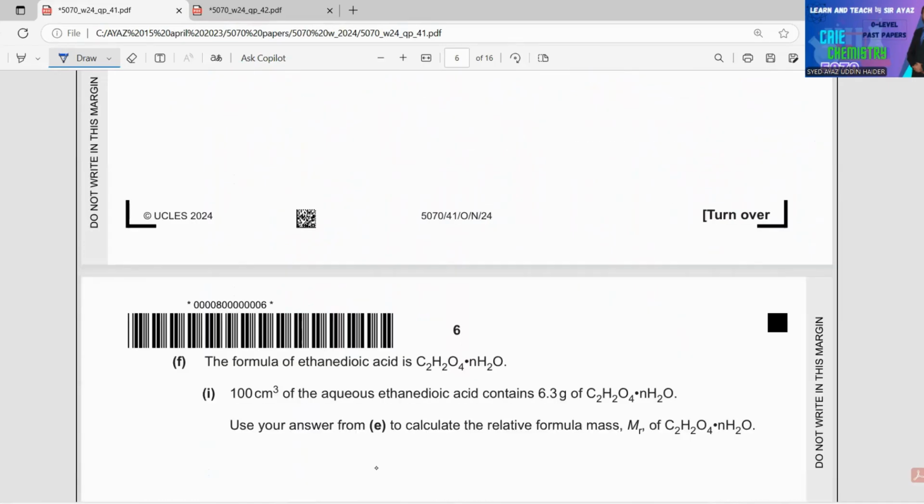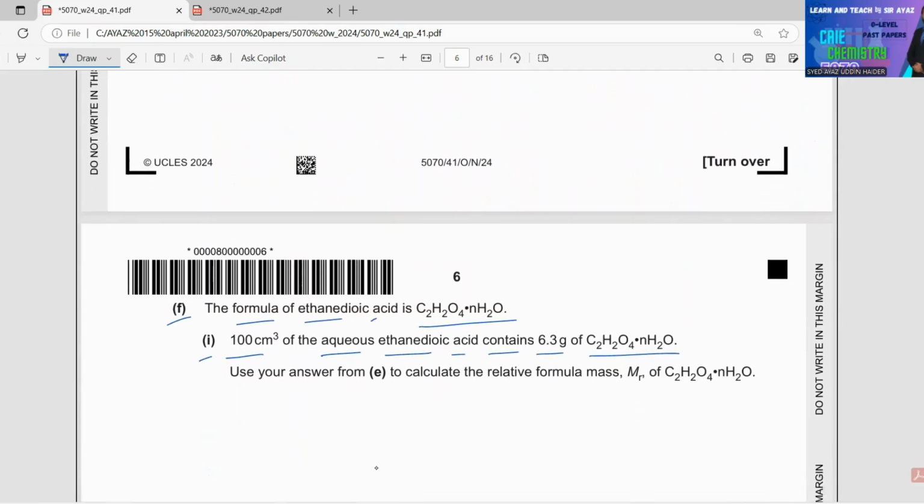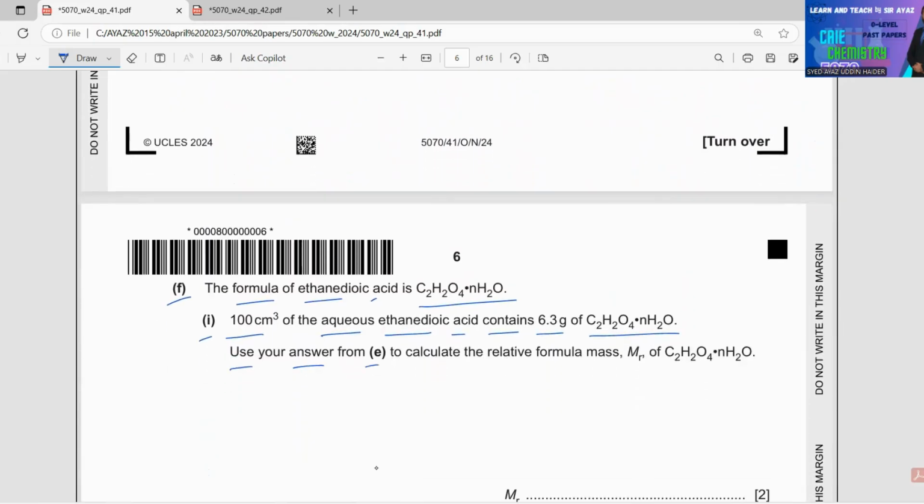Moving to the next part, which is part F. The formula of ethanedioic acid is C2H2O4.nH2O. 100 centimeter cube of the aqueous ethanedioic acid contains 6.3 gram of C2H2O4.nH2O. Use your answer from E to calculate the relative formula mass, Mr, of C2H2O4.nH2O.